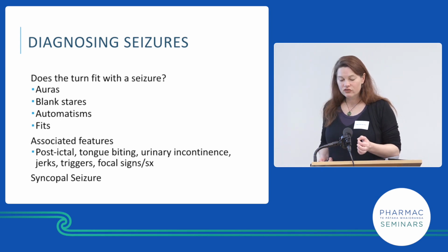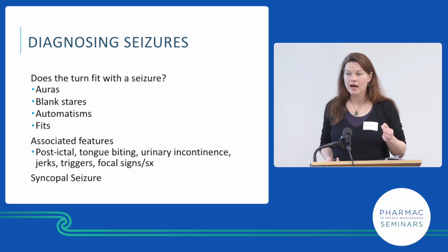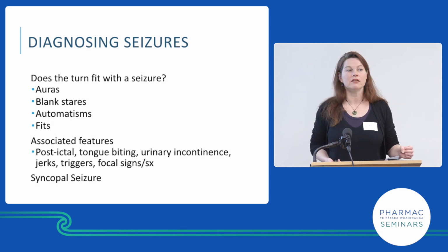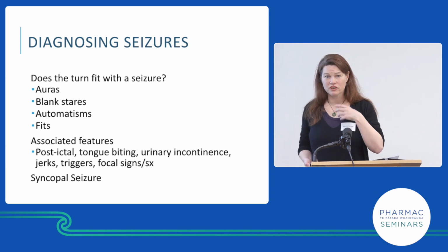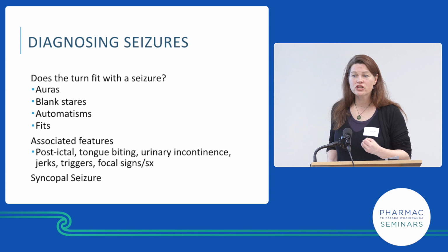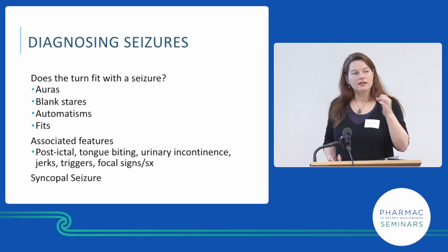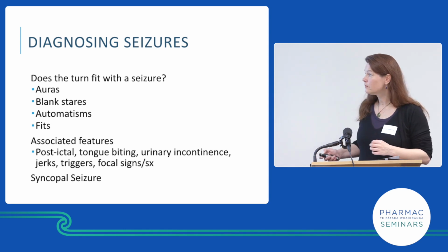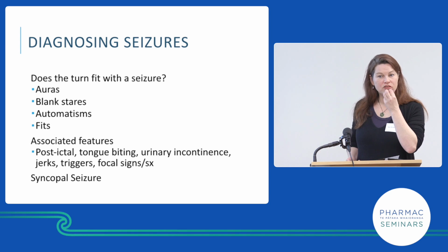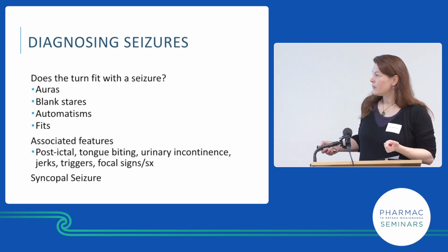So blank stares are really important. If you have somebody with their first generalized tonic-clonic seizure come to you, you want to ask, have they had any funny stares prior to that? You're looking for complex partial seizures, or focal seizures with alteration in level of consciousness, as they're called now. So you want to look for other little clues that could suggest this could be the second event. Automatisms are usually lip smacking, funny movements in the mouth, and then obviously fits.